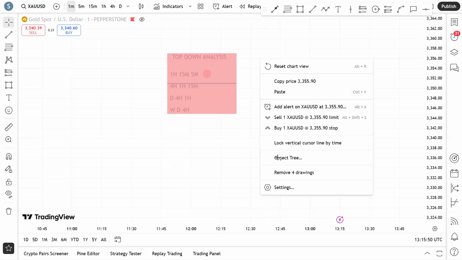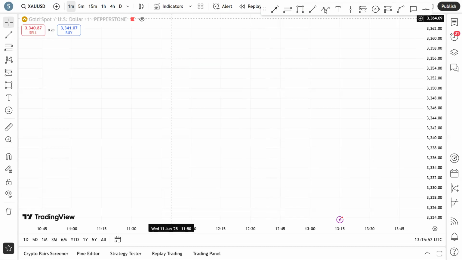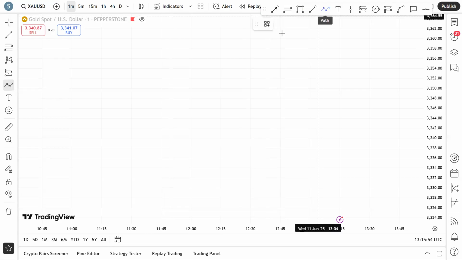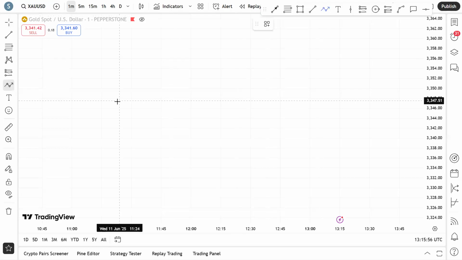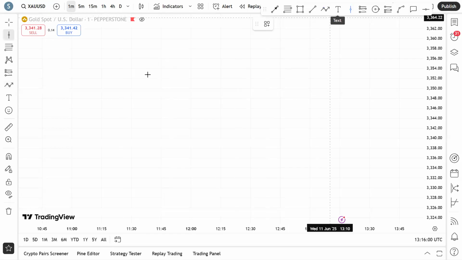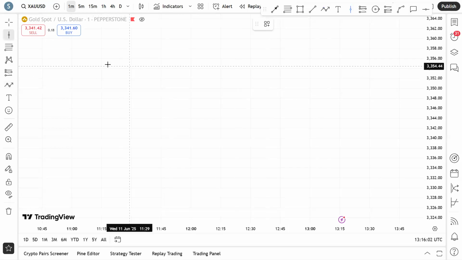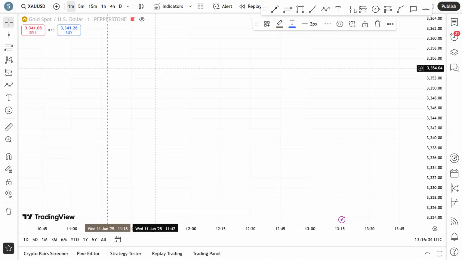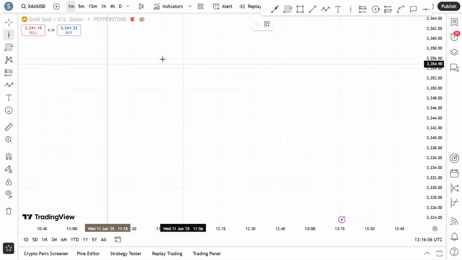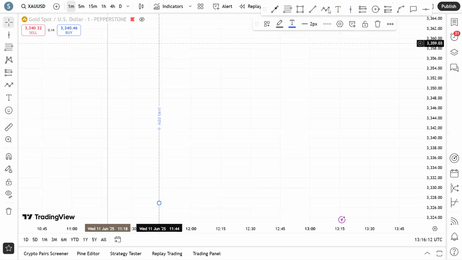Let me remove the drawings so that I can show you what I'm talking about. I'm going to separate the parts into three. Part number one is my high time frame. Remember what I said about high time frames? 1 hour time frame matches with 15 minutes and 5 minutes time frame.